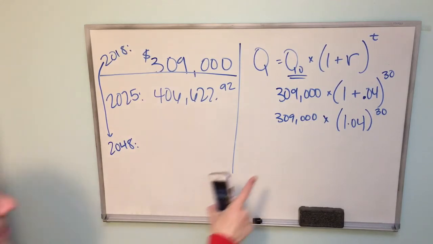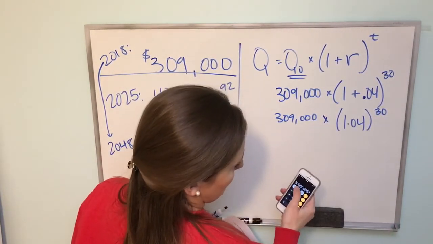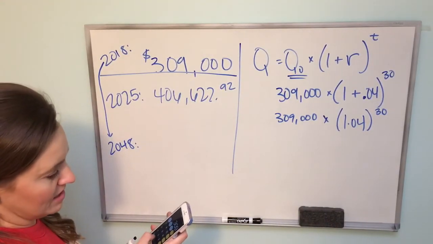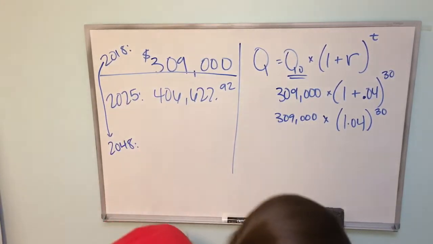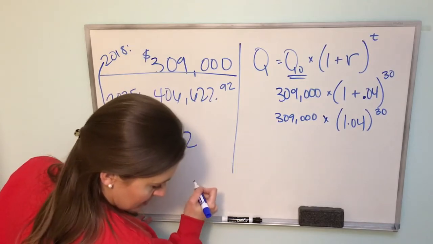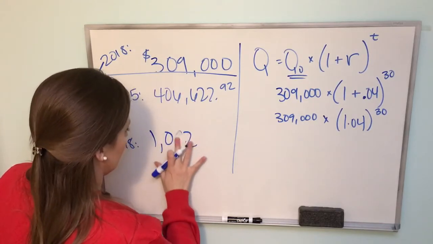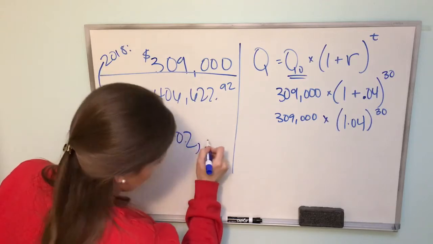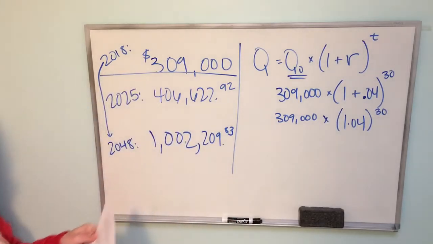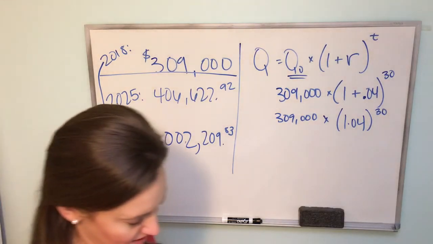Okay, so when I did this, raised to the 30th, I got 3.24339751. And then I multiplied that times 309,000, and I got 1,002,209.83. Oh, it's just my dog coughing. Over $1 million. Over $1 million for that. Pretty intense. All right. Good. That was number 3. If you have any questions about that, let me know.